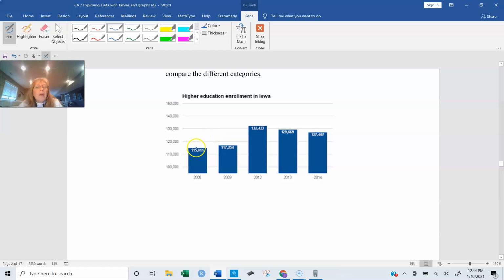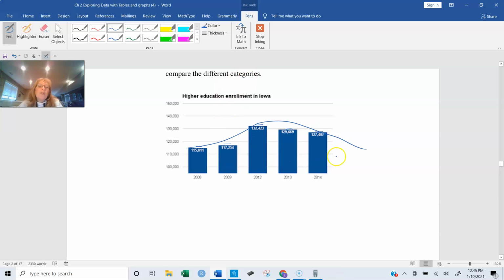All right, so when we look here, in 2008, we had 115, then 117, then 132, 29, 27. It looks like we got just a nice general increase and then back down. But now be careful. Did my graph lie to you? Are you looking? Where's the lie? I hope you found a couple.